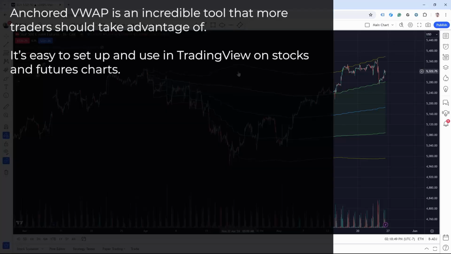Finally, Anchored VWAP is an incredible tool that more traders should take advantage of. It's easy to set up and use in TradingView on stocks and futures charts.